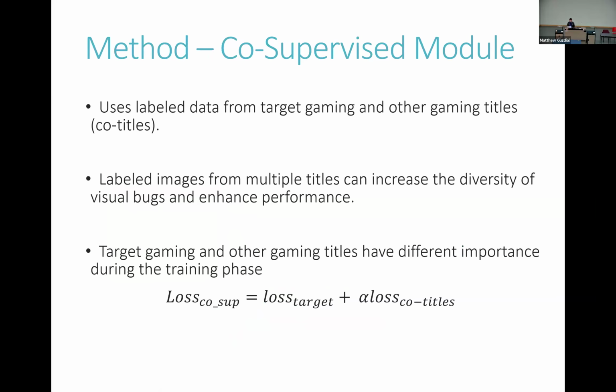The co-supervised module uses labeled data from the target game and other game titles. The labeled images from multiple titles can increase the diversity of game bugs and enhance performance. But they have different importance between the target game title and the other game titles. So during the loss calculation in the model, we add a hyperparameter alpha. For example, the loss of the co-supervised part is the addition of the loss from the target title and the loss from the co-titles.